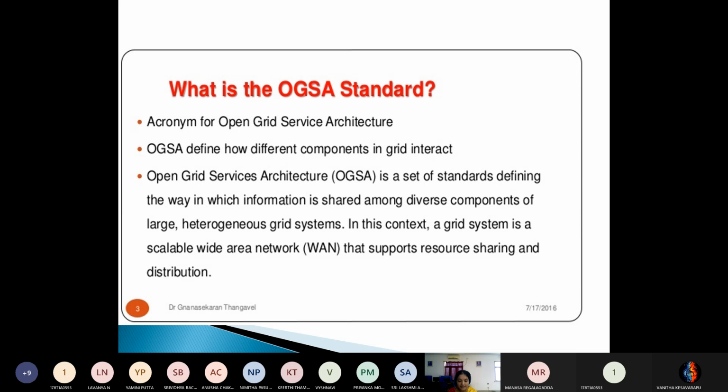In this OGSA, the intent is to deliver seamless quality of service. Whatever information we are accessing from the grid will be delivered with quality of service, with good reliability, meaning without any errors or problems, the information gets to the user. That is called quality of service.